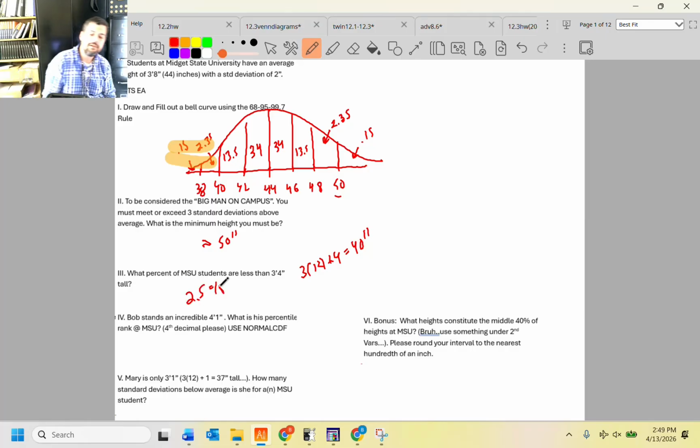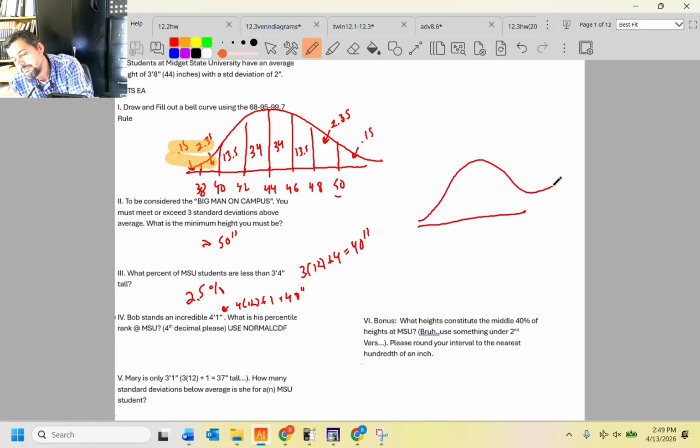Now, switching over to the calculator for part 4, Bob stands an incredible 4 foot 1 inch. That means that he is 49 inches tall. 4 times 12, add 1, kids, is 49. He is 49 inches tall. Now, when you talk about using a calculator here, percentile rank, this is Bob at 49 inches. You want to know who he's better than.